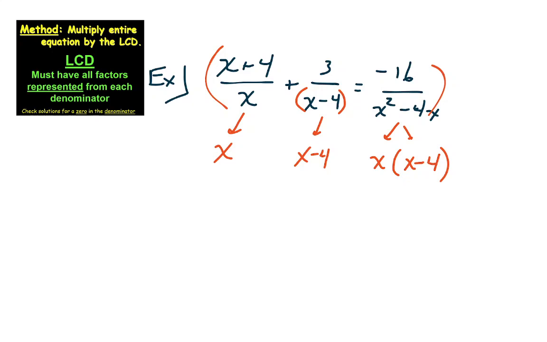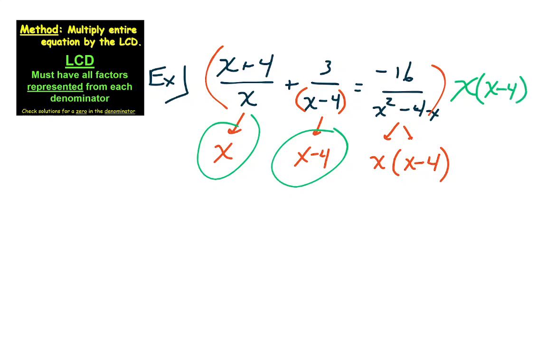So what's the LCD? Well, it's got to have an x, right? It's got to have an x minus 4. I already have an x. I already have an x minus 4. Notice I'm not putting more. Honestly, if I do put more, what's going to happen is I'm going to increase the degree of the equation, making it more complicated. I don't need more common denominator. I need the least common denominator.